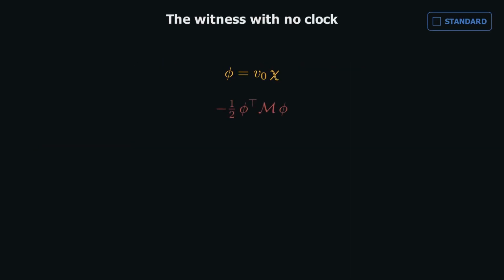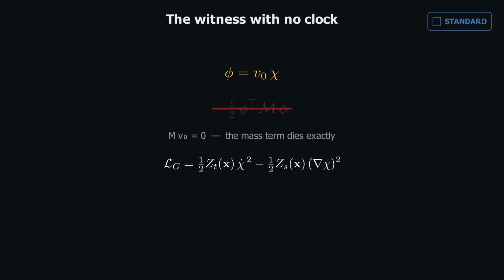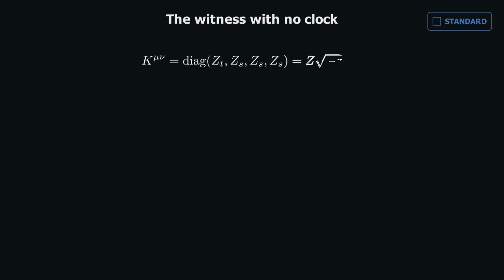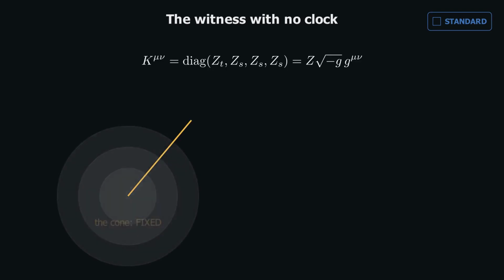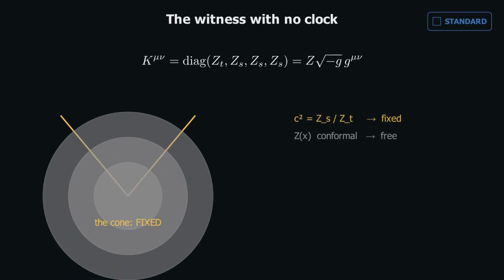Project the field onto the Goldstone direction, the uniform mode, and the mass term dies, because the locking Hessian annihilates it exactly. This is a massless single scalar with 2 position-dependent kinetic densities, one for time, one for space. Now the proposition, and it is the hinge of the whole chapter. A kinetic tensor of that form determines the emergent metric only up to a conformal factor. It fixes the ratio of the space part to the time part, that is, the light cone, and leaves an overall function completely free, which means you may always choose the representative in which the lapse is exactly 1, and in that representative R0 is 0, identically.